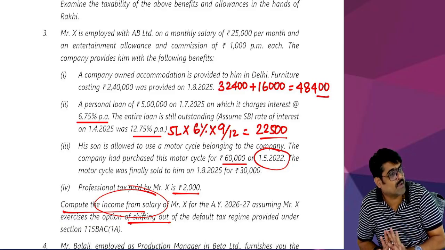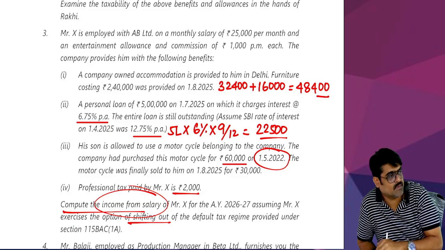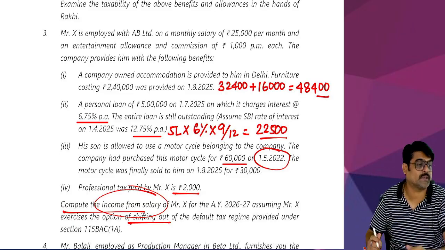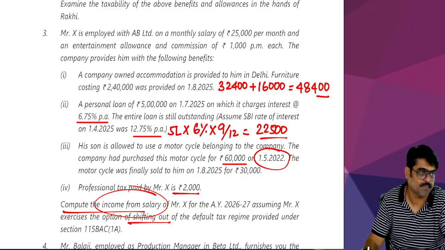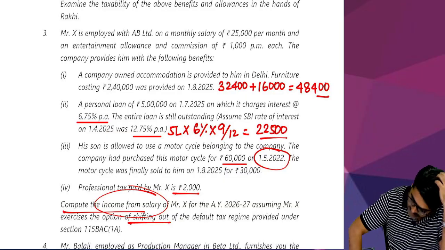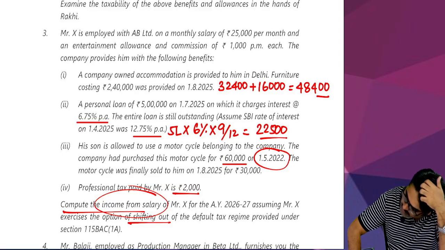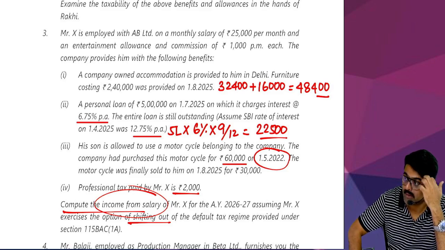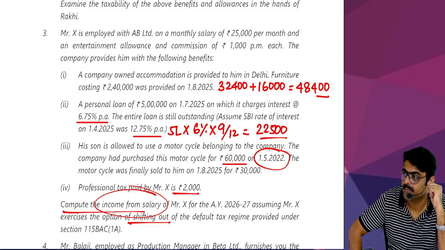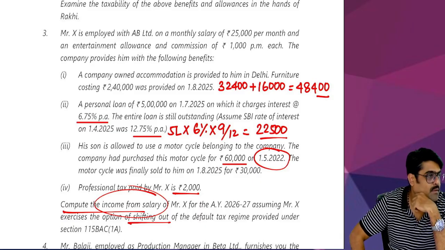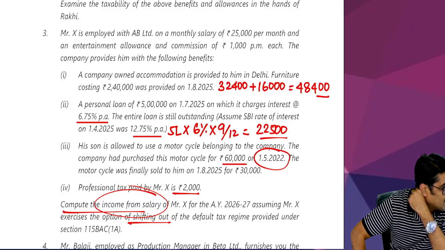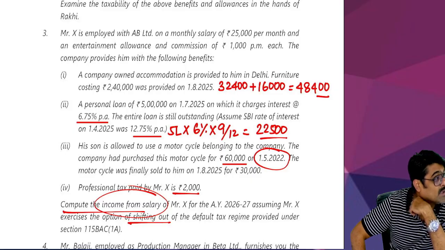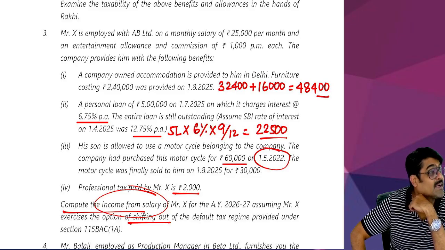Now nothing is received. All the amounts are received. So basic salary on your calculator. Come on, fast. Basic salary 3 lakh. Entertainment allowance 12,000. 12,000 will be commission. Then 48,400 allowance. Then 22,500 will be interest benefit. Then 2,000 add and then again add 12,000. 4 lakh 8,900. 4 lakh 8,000 minus standard deduction 50,000.